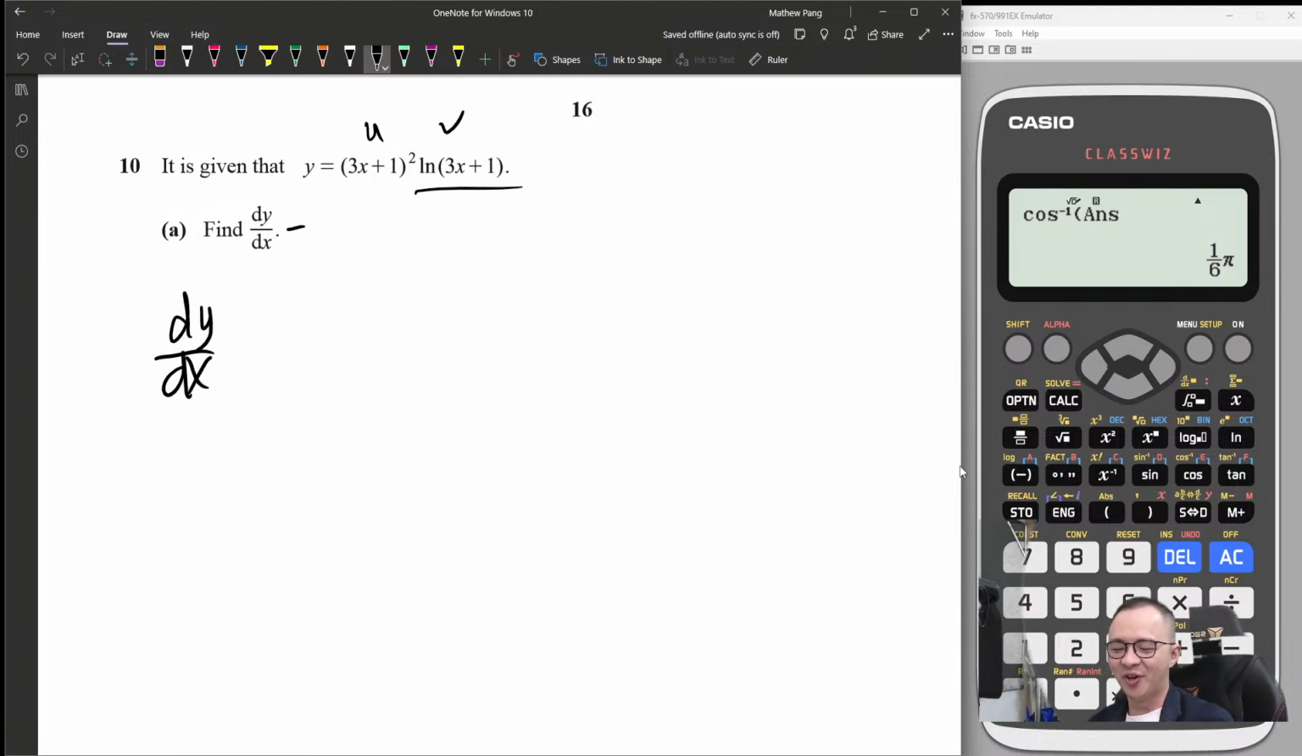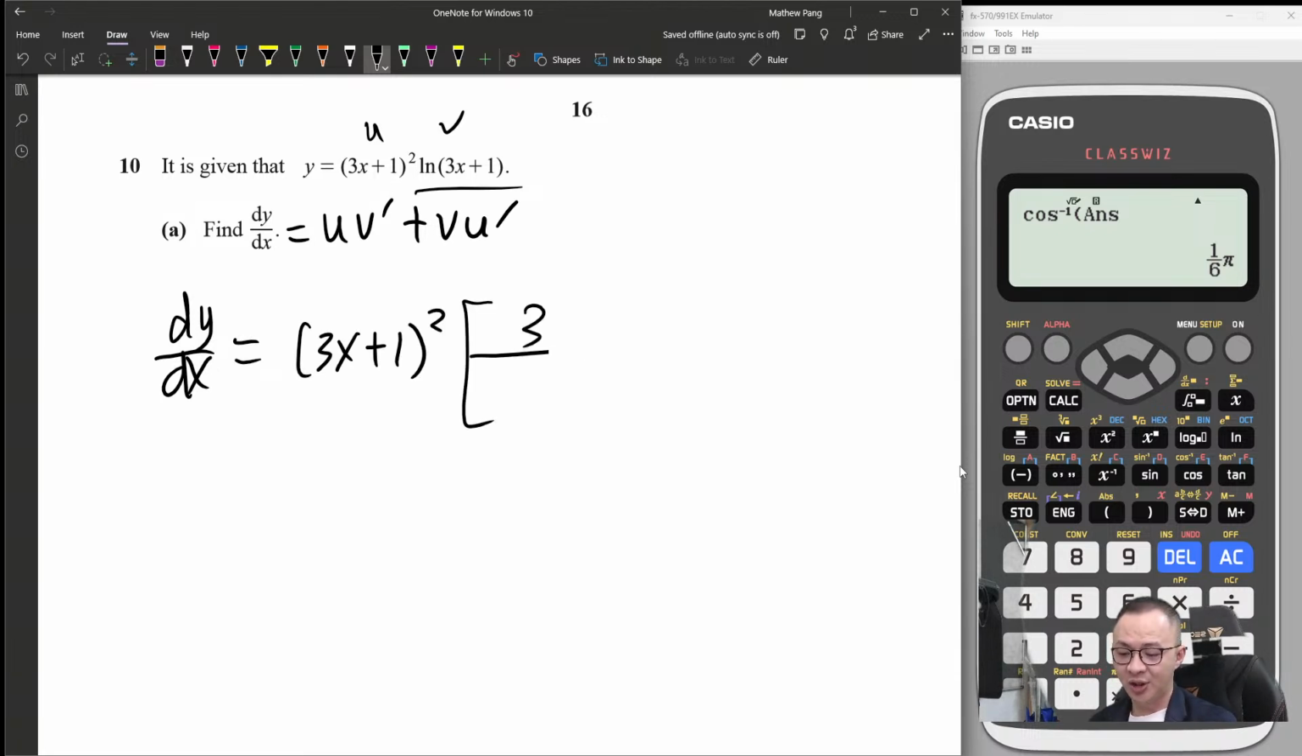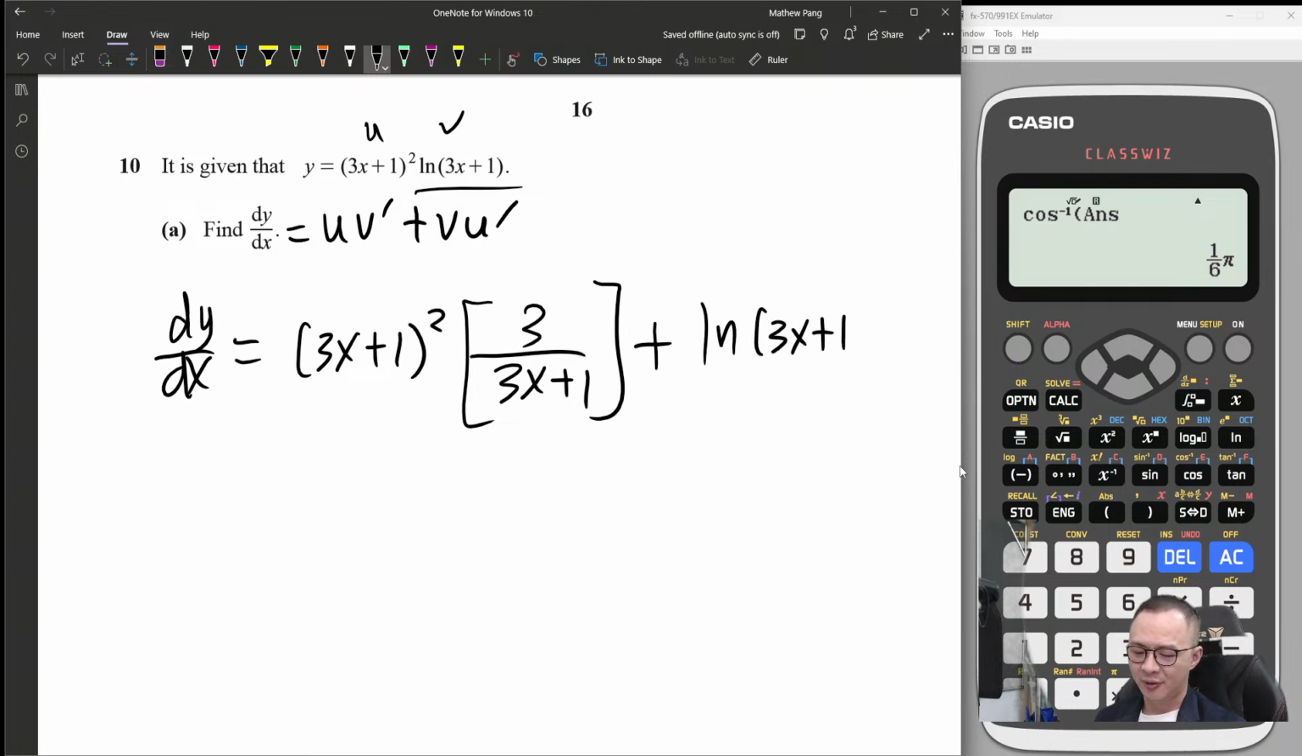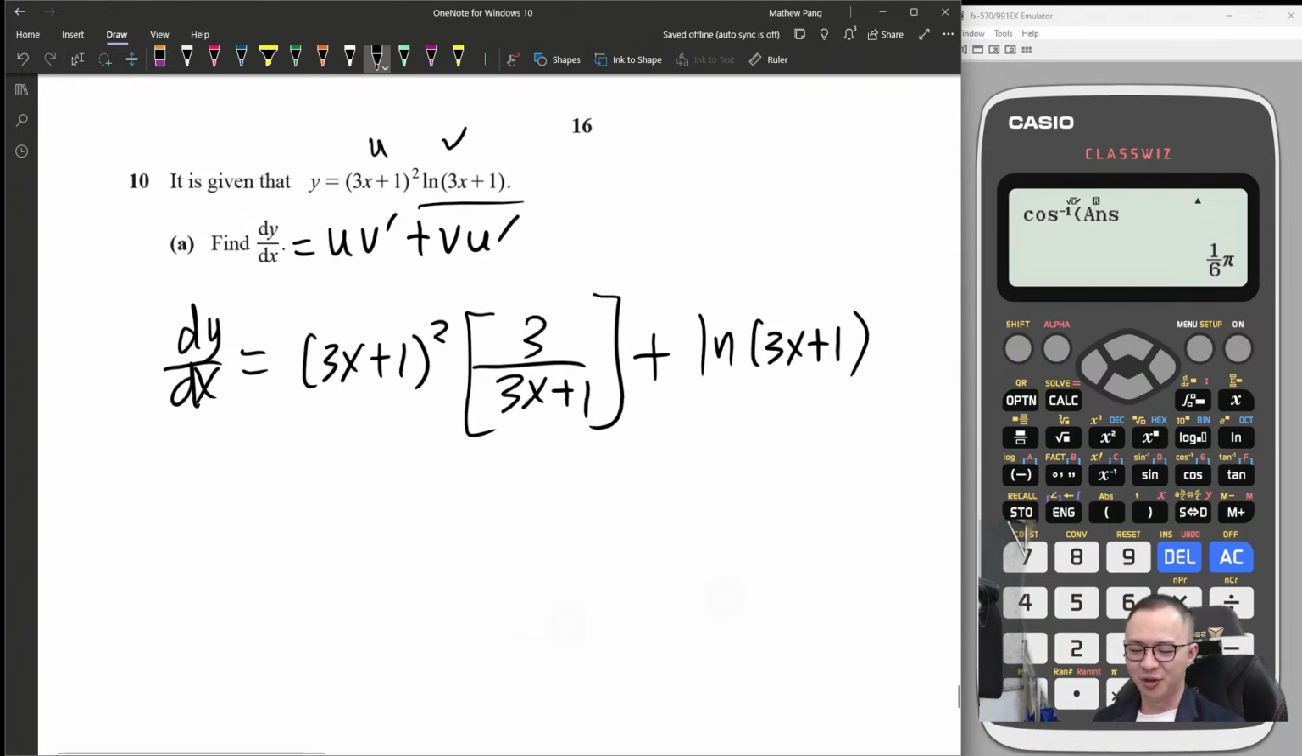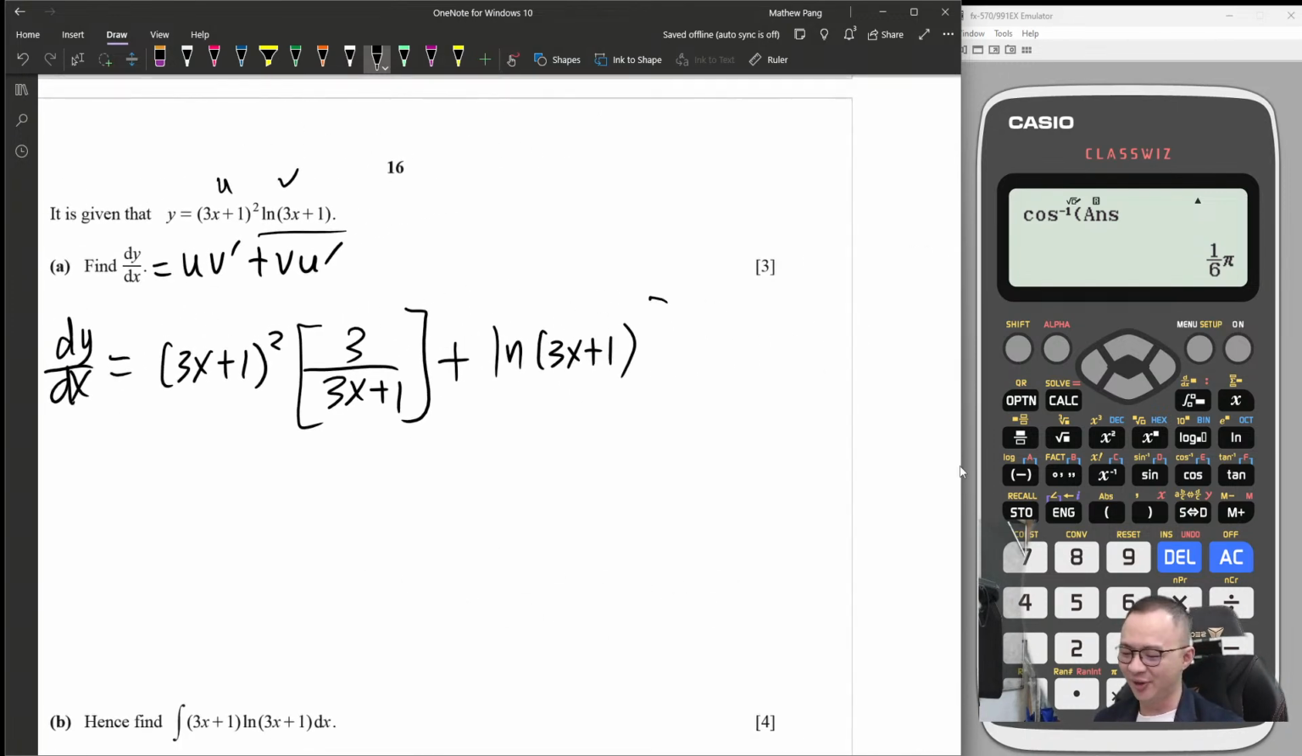Okay, I give you the formula: u v prime plus v u prime. Copy the u, 3x plus 1 squared. Differentiate the v, it's 3 over 3x plus 1, right? Plus, copy the v. Differentiate the u. Do I need to simplify this one? I don't think I need to simplify, and I'm not going to. 2, 3x plus 1 to the power 1, multiply 3.